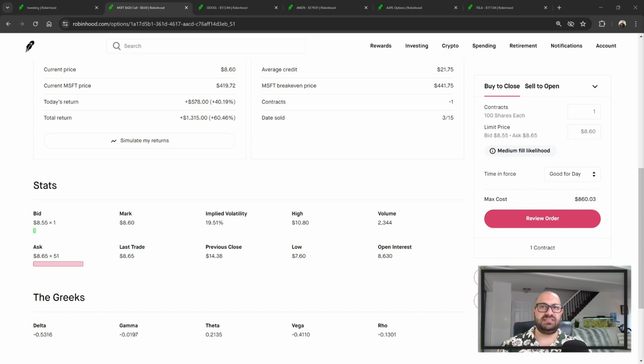Rho measures the sensitivity of an option price to change in interest rate. As you know, interest rate does not change on a daily basis. It's controlled by the federal government and only changes ever so slightly every year.